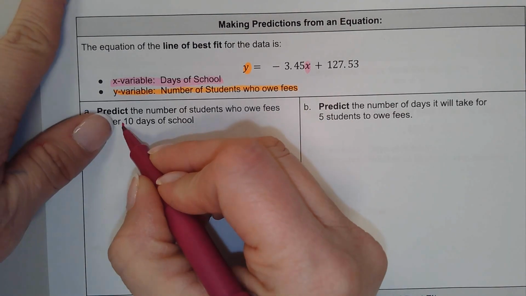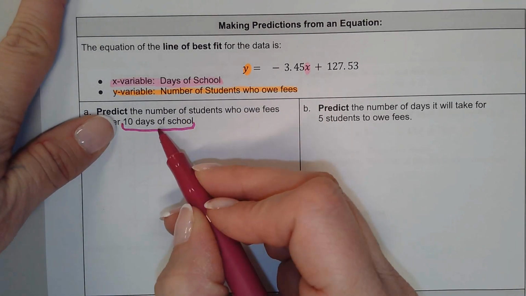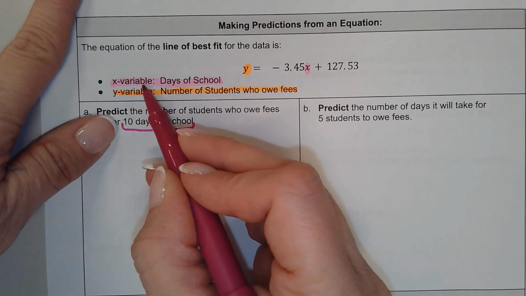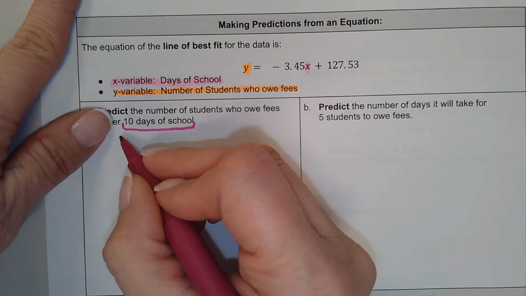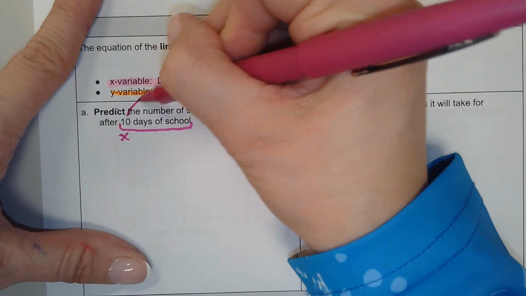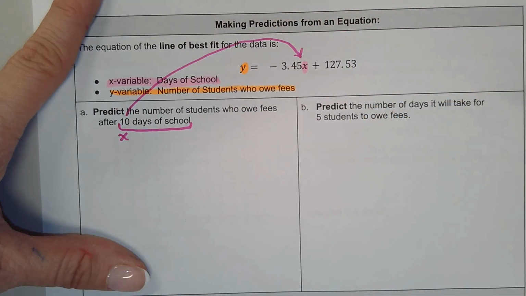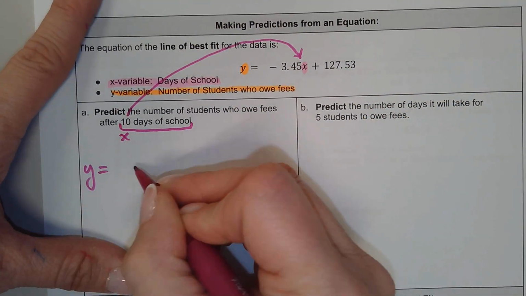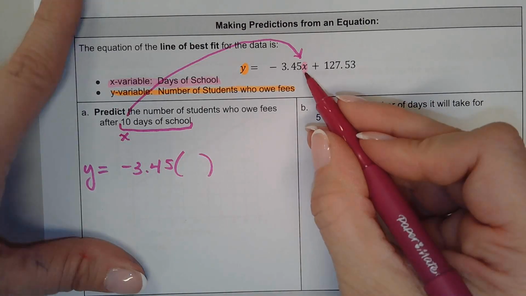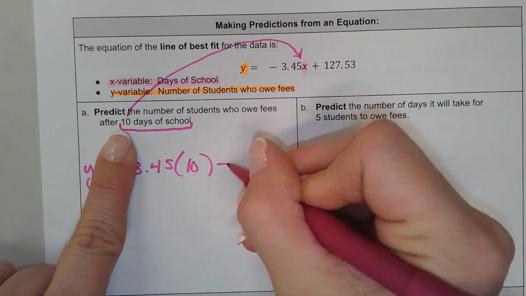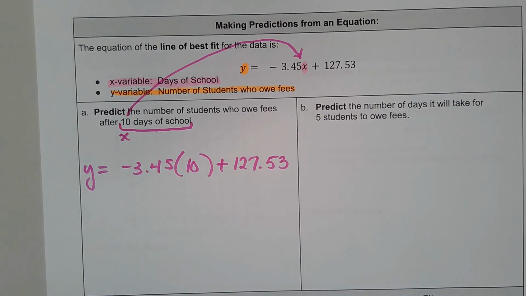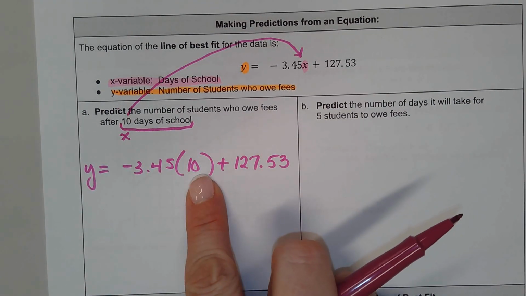So is 10 the days of school, the x or the y? Looking at these directions here, days of school is x. So I put a little x, and I'm going to put the number 10 into the x spot. Y equals negative 3.45. Let's replace x with a 10 plus 127.53. I like this one. This one's easy.